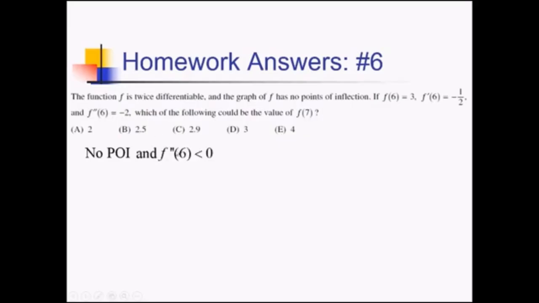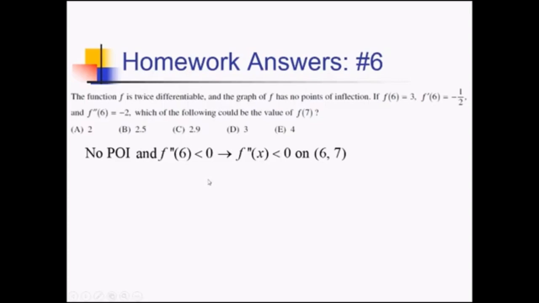Well, if f double prime of 6 is negative and there's no points of inflection, this is basically saying that f double prime of x is negative everywhere. If there's no points of inflection, there's no places where the sign of f double prime can change. So we find one negative, that means everything's negative. So we're guaranteed at the very least that f double prime of x is negative on the interval from 6 to 7. Again, it's actually negative everywhere, but all we really care about is this interval, because that's going to get us from the x value they gave us information at to the x value they're looking for information at. So at the very least, we're concave down from here to here.